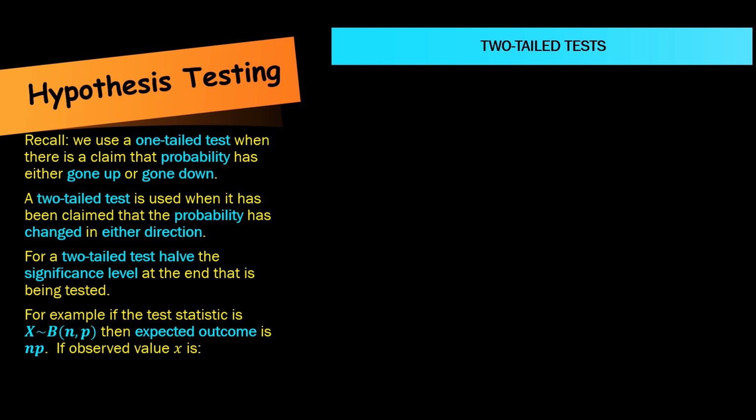For example, if the test statistic is X distributed binomially, then the expected outcome is np, where n is the number of trials and p is the probability. If the observed value x is lower, then consider the probability of X less than or equal to little x. And if it is higher, then consider the probability of X greater than or equal to little x.